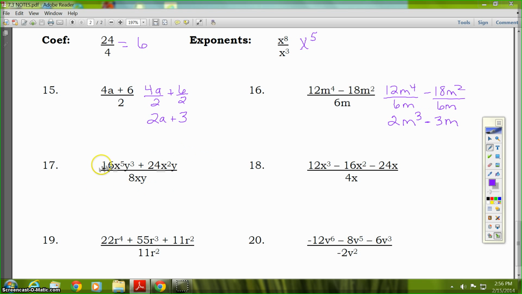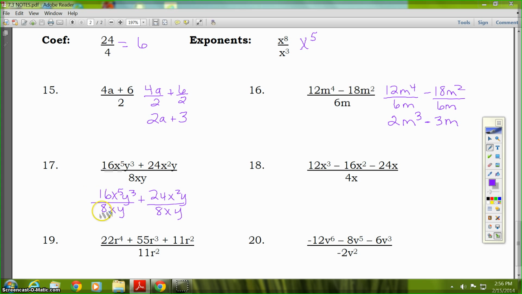Okay, again, I'm going to separate them. So I'm going to have 16x to the 5th, y to the 3rd over 8xy plus 24x squared y divided by 8xy as well. And now I'm going to simplify each fraction here.